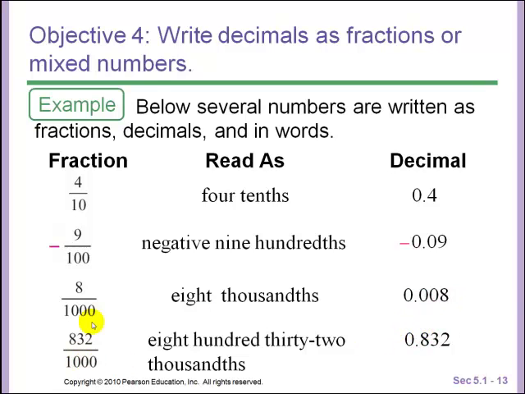The number of decimal places tells you how many zeros are in your denominator, because the decimal place is the tenths, hundredths, thousandths, etc., and that tells you what your denominator is.